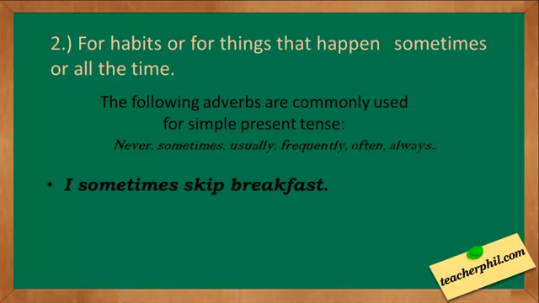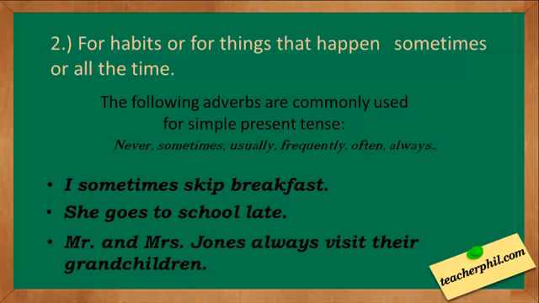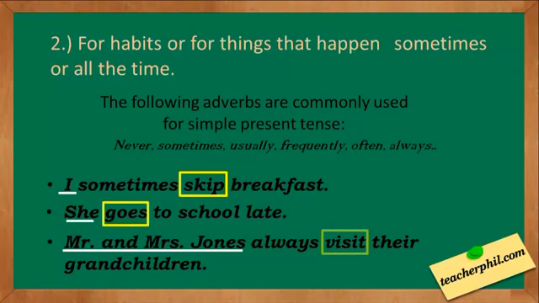Examples: I sometimes skip breakfast. She goes to school late. Mr. and Mrs. Jones always visit their grandchildren. I, she, and Mr. and Mrs. Jones are the subjects in these sentences, while skip, goes, and visit are the verbs. If you notice, all the examples follow the pattern subject plus main verb.